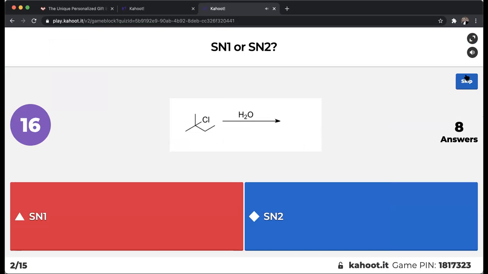What's my substitution? And then you have to ask yourself, is it strong or is it weak? And what are my conditions for my solvent, protic or aprotic?